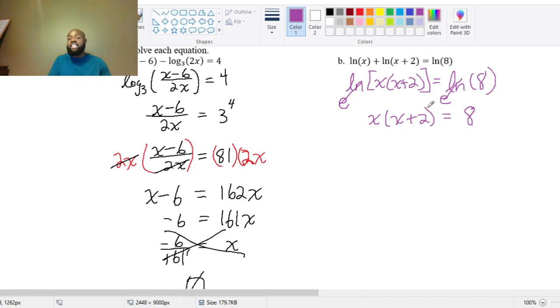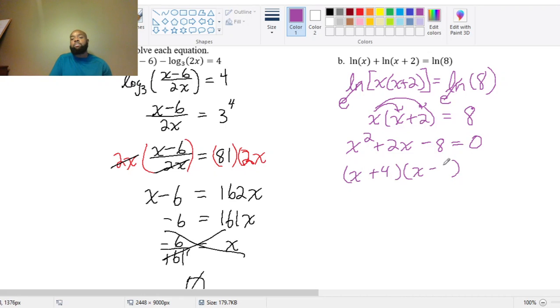But in either case, this is now a quadratic equation because when I distribute and I subtract 8 from both sides, I get x squared plus 2x minus 8 equals 0. I can solve this by factoring, which is nice. x plus 4 times x minus 2 equals 0. And my two solutions are going to be x equals negative 4 and x equals positive 2.